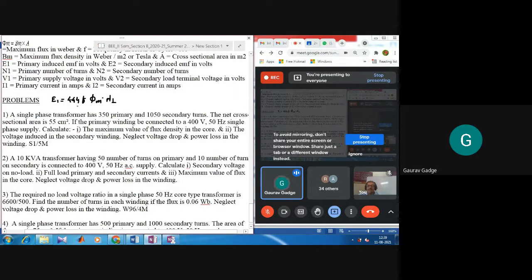What is 4.44? It's a number which is derived. F is the frequency, phi m is the flux density, N1 is the number of turns on primary, and E1 is the primary induced EMF. Then in a similar way E2 can be written. Then the transformation ratio is V2 upon V1 equal to E2 upon E1, equal to N2 upon N1, equal to I1 upon I2. We have already derived this, so please go through that derivation.